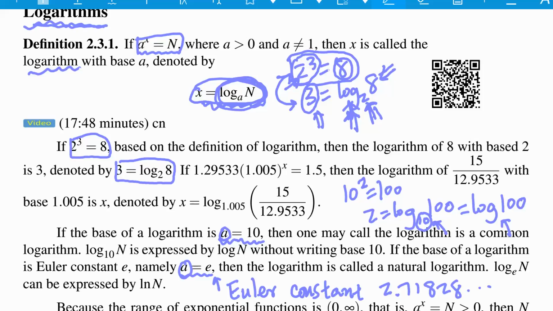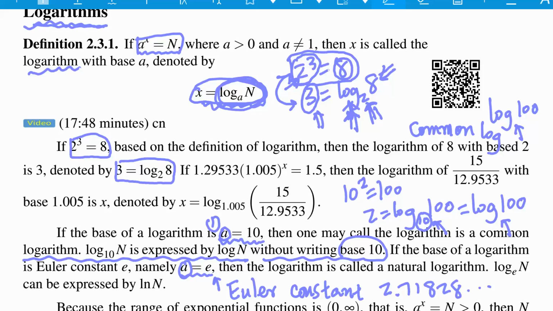And this kind of logarithm, like log of any number, let's say 1,000, with nothing written for the base, is called the common logarithm. That's one special case, the common logarithm. Log base 10 of n is expressed by log n without writing base 10.